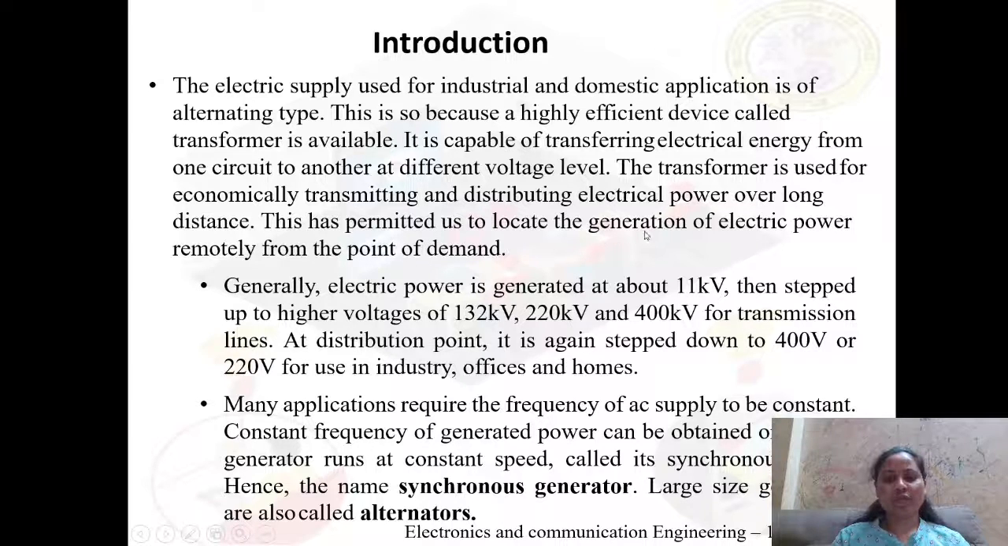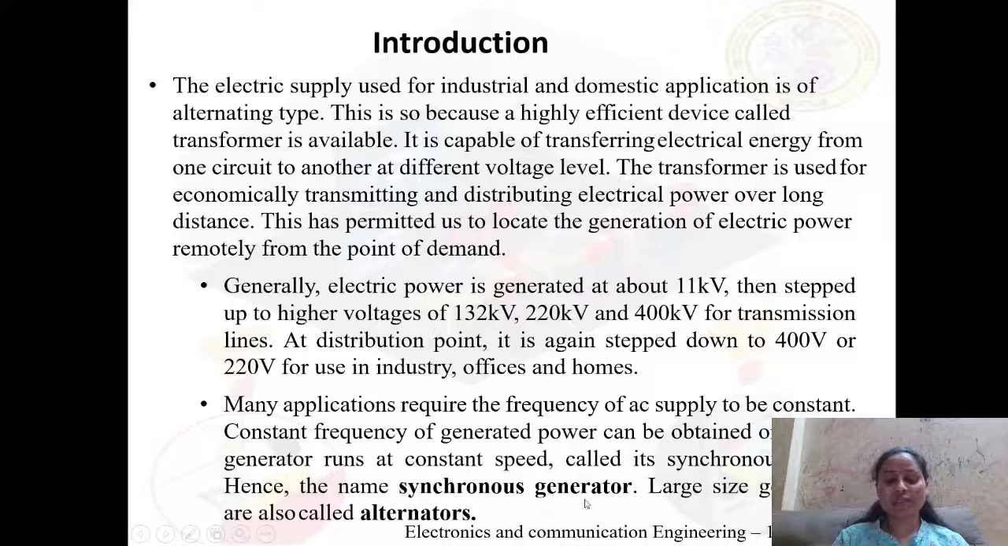And hence we can permit the generation of electric power in remote places. Also, in many applications we require the frequency of the AC supply to be constant for the constant power to be generated. Hence the generators have to run at constant speed. If the frequency is constant, then the generator can run at constant speed, which is called the synchronous speed, and such generators are called synchronous generators.